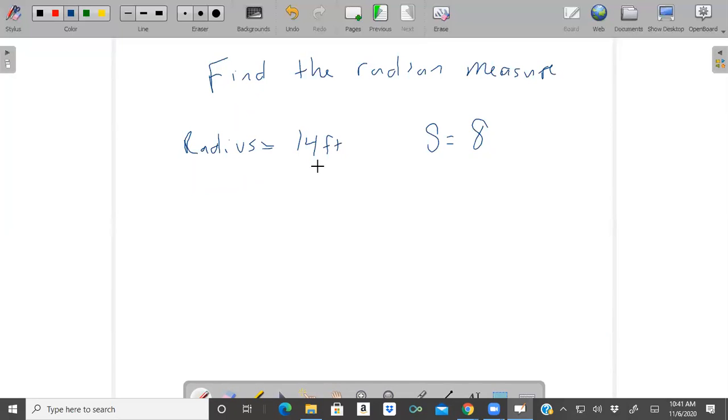So radius is 14 feet. Arc length is 8 feet. So now we're just going to use the formula that we know. Remember, the only formula that we have for arc length is S equals R times theta. So it's asking me what the radian measure is. That's basically saying, what is theta? Theta becomes our X. So if I know my arc length, which is 8, and I know my radius, which is 14, now I can solve for my angle.